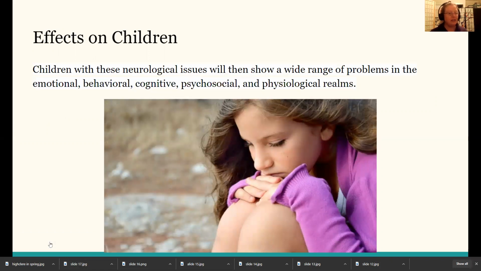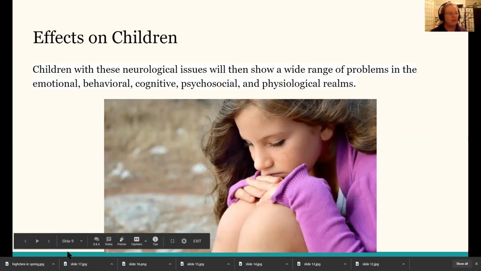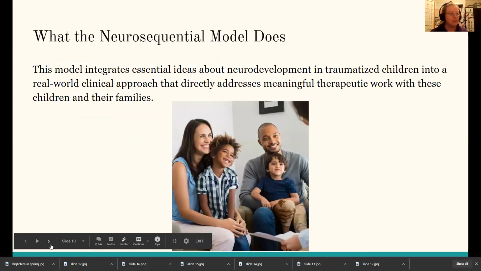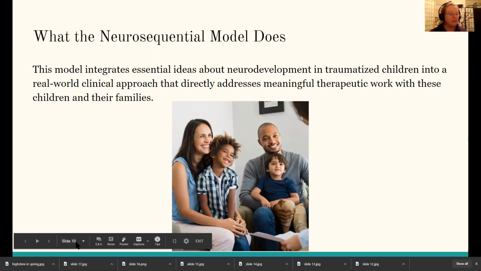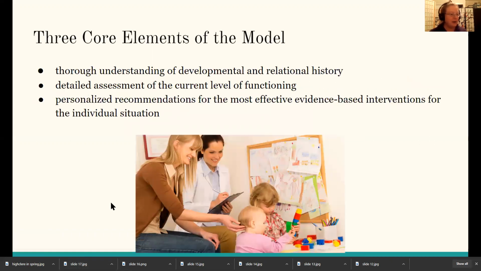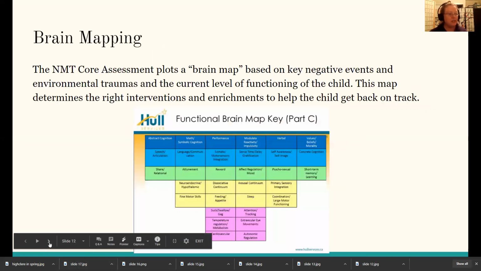Children with these neurological issues may then show a wide range of problems in the emotional, behavioral, cognitive, psychosocial, and physiological realms. The neurosequential model integrates essential ideas about neurodevelopment in traumatized children into a real-world clinical approach that directly addresses meaningful therapeutic work with these children and their families. Three core elements of the model are a thorough understanding of developmental and relational history, a detailed assessment of the current level of functioning, and personalized recommendations for the most effective evidence-based interventions for the individual situation.